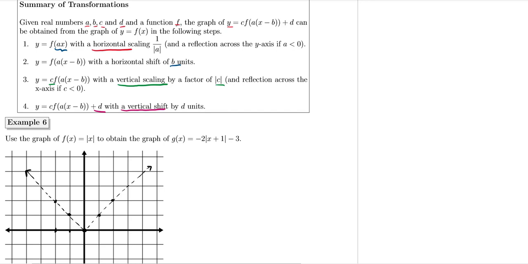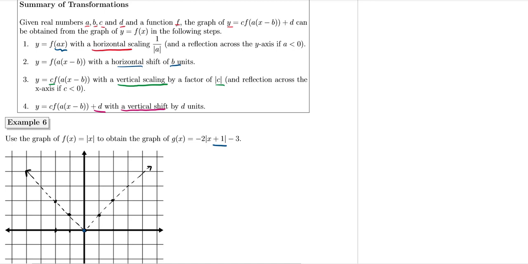Alright, now remember, I want you guys to start off by identifying a multiplication or division inside the parentheses or inside the function, or in this case, multiplication or division inside the absolute value. And I don't see a multiplication or division inside the absolute value, but we do have an addition of 1. Okay, so there does seem to be a horizontal shift in this example. Now remember, the horizontal shifts, we're doing the opposite.